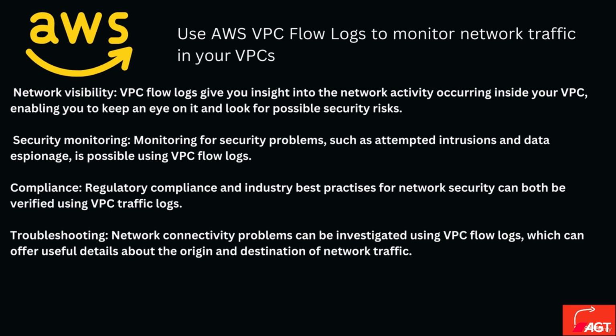This data can be utilized to identify and look into potential security problems like malware infections, unwanted access attempts, and data espionage. You can increase cloud security in the following ways by using AWS VPC flow logs. Network visibility. VPC flow logs give you insight into the network activity occurring inside your VPC, enabling you to keep an eye on it and look for possible security risks.